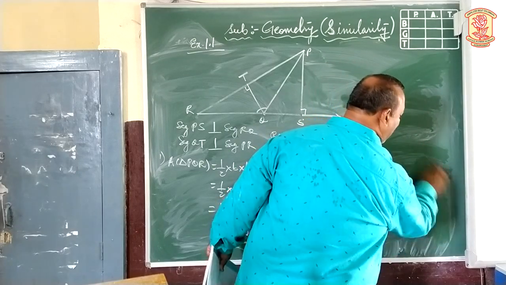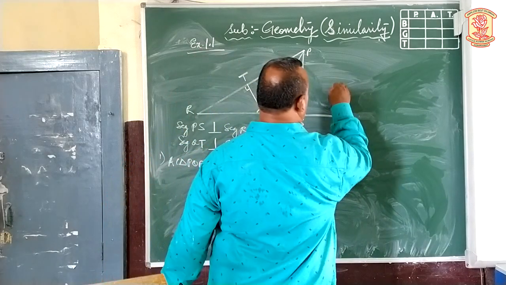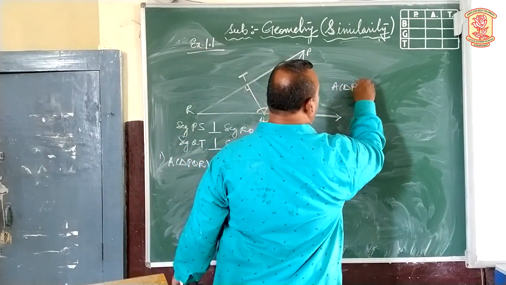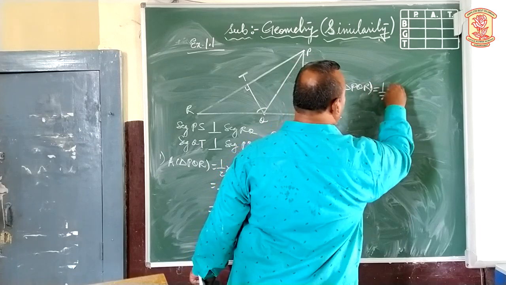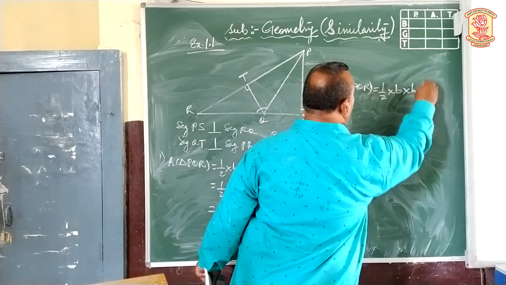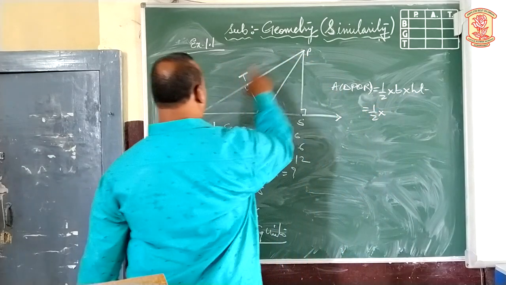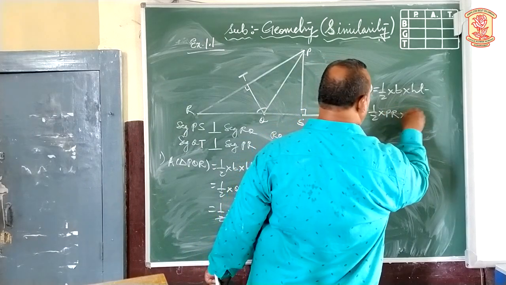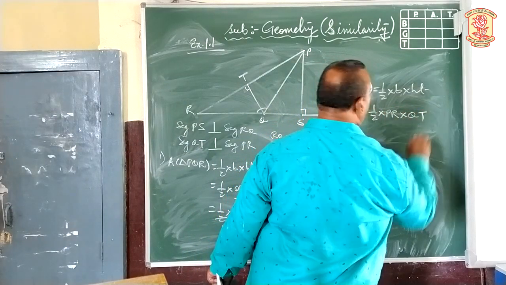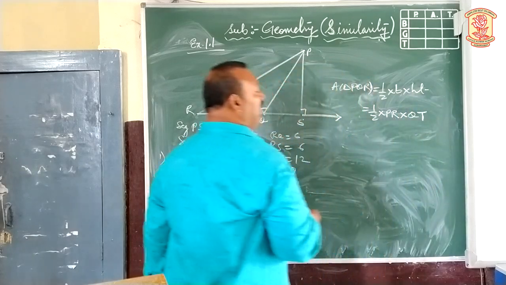Same triangle is there. Consider in that same manner. The triangle is the same, PQR. Therefore, again, area of triangle PQR equals half into base into height. Again half into base. Now which will be the base? PR. And here the altitude will be QT. Base will be PR.